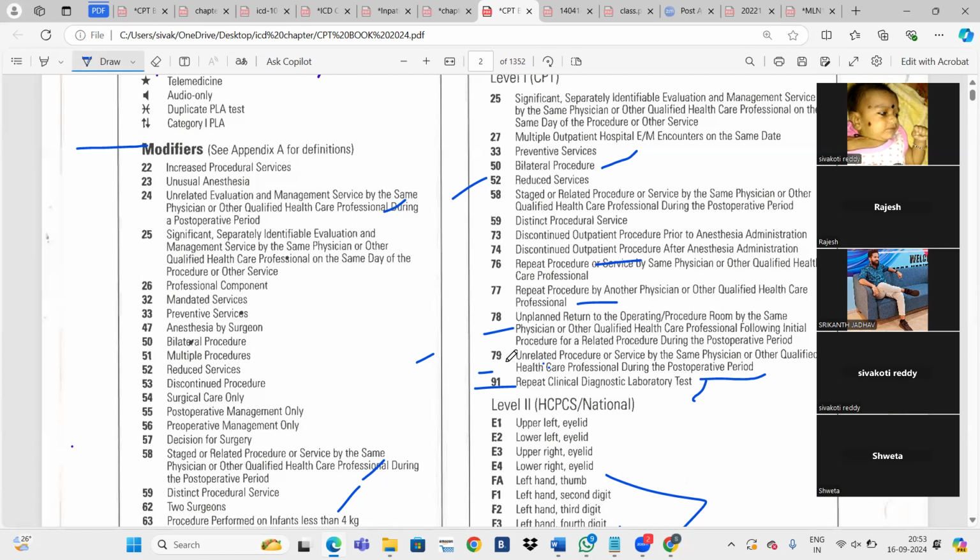That's the time. For an unrelated procedure performed in the post-operative period, you need to add 79. If they did some unrelated procedure while the patient was in the post-operative period, a procedure other than post-operative related, one not included in the surgical package, then you need to add 79. Okay. Then 73, 74.